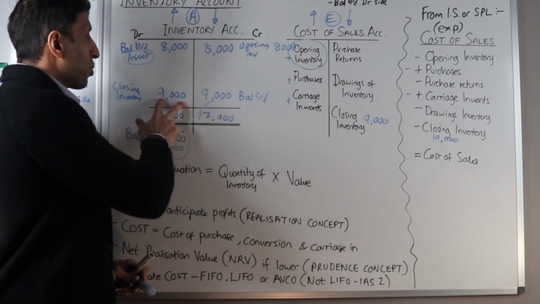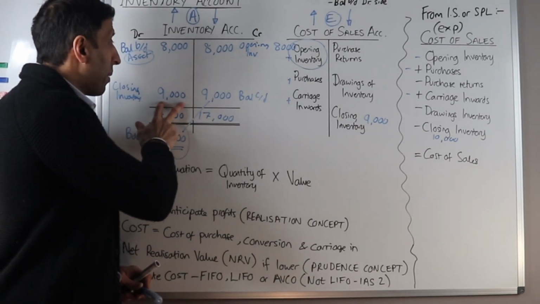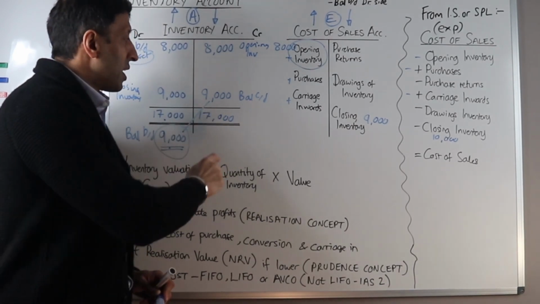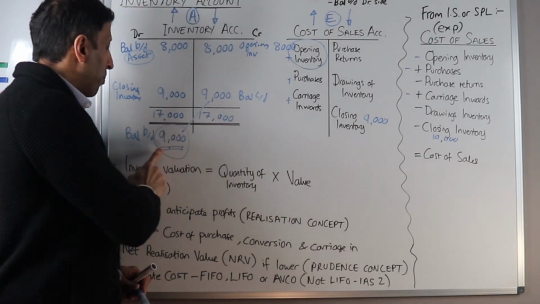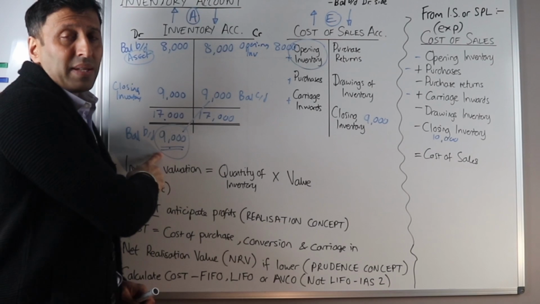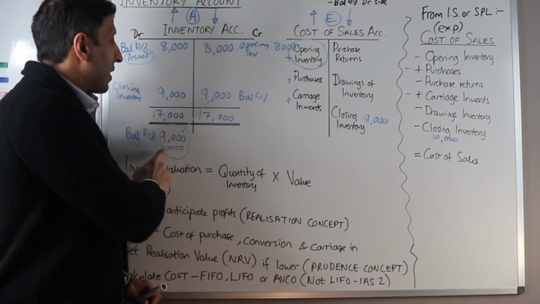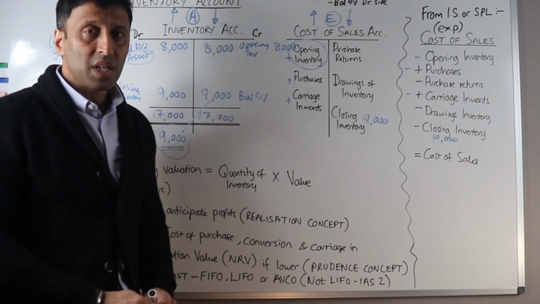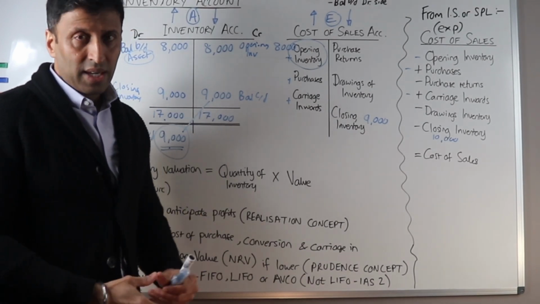The closing inventory is brought in back on the left hand side, the debit side. The balance to carry down, the balancing figure, is worked out on the credit side and brought down as a brought down on the debit side to start the next year with. And that's the value that goes in the statement of financial position at the end of this year.